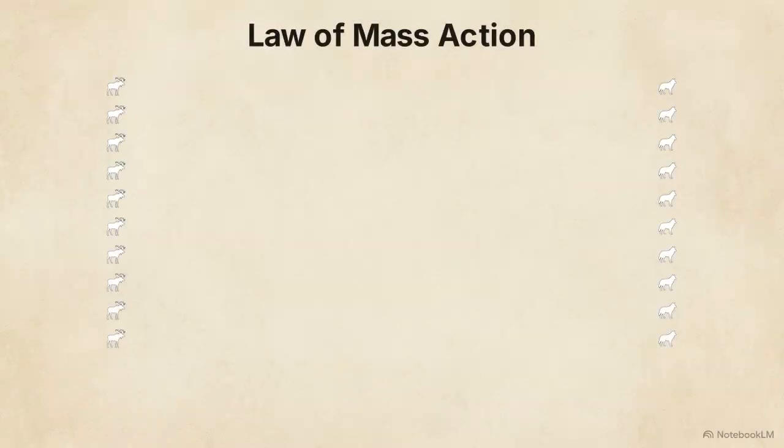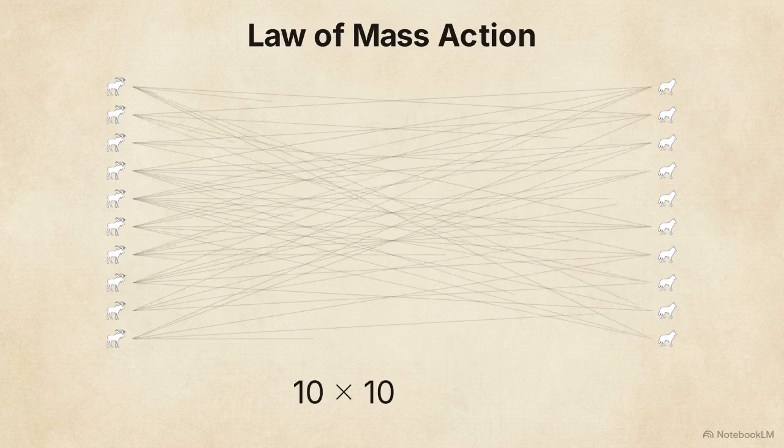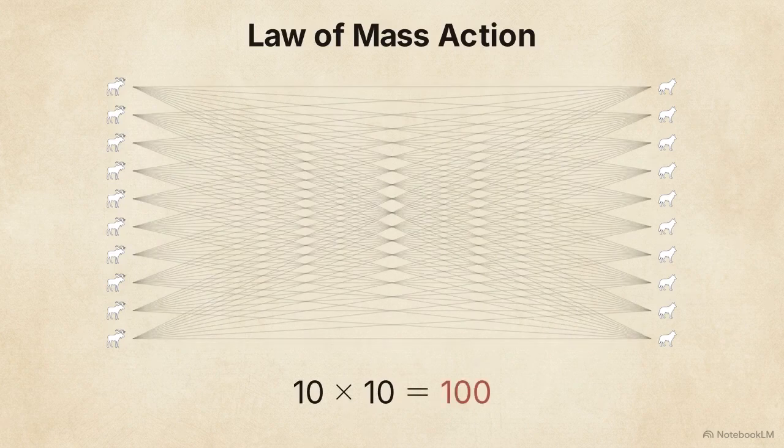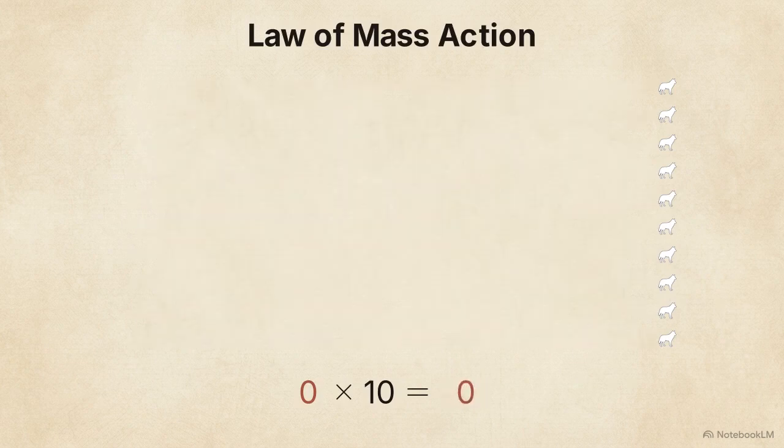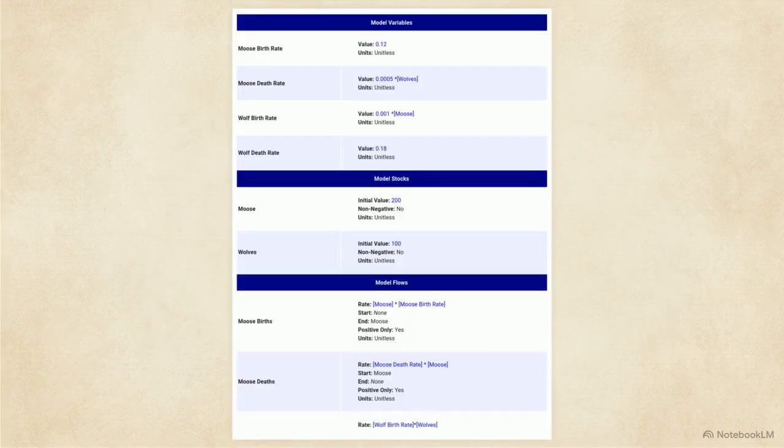The law of mass action states that the rate of an interaction is directly proportional to the product of the participating quantities. If you have 10 moose and 10 wolves, you multiply them to find there are exactly 100 unique possible pairings. Multiplication provides a biological failsafe. If the moose population drops to 0, 10 wolves multiplied by 0 equals an encounter rate of 0. The interaction ceases.